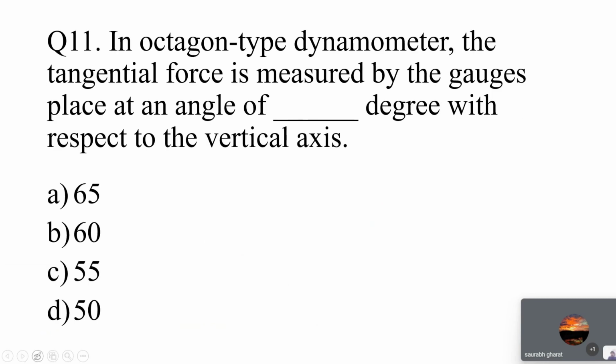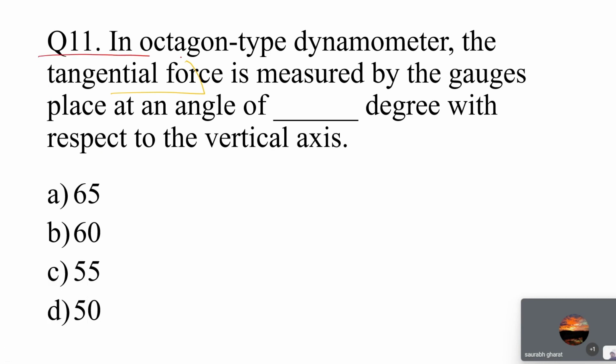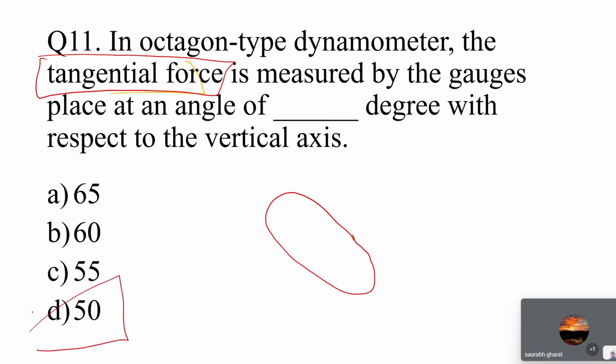Okay, so again we have some multiple choice questions. In an octagonal type dynamometer, the tangential force is measured by the gauges placed at an angle of what with respect to the vertical axis. What are they asking? A tangential force. Tangential force will be the cutting force, not the thrust force. So in that case it will bend like something like this. Okay, the angle is 50 degree because of the structure.